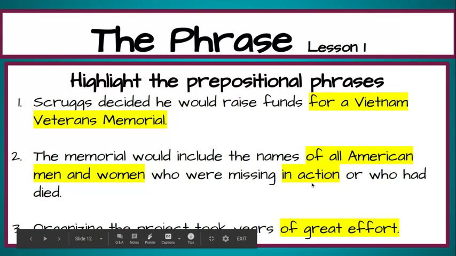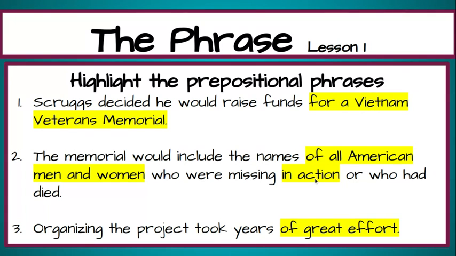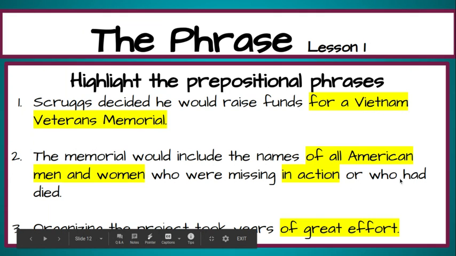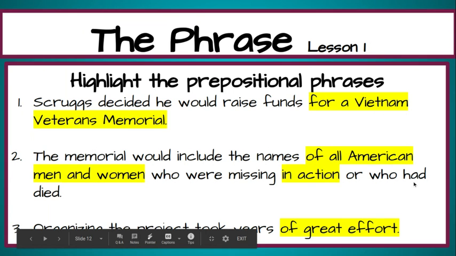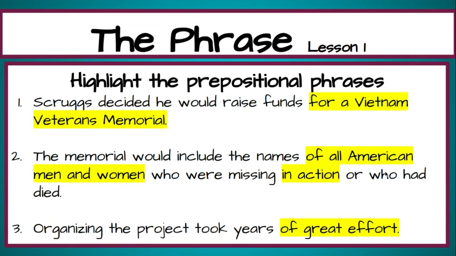All right. Finally, we have in action. We have a very short phrase here that starts with the preposition in and ends with action. The reason why we don't include or who had died is because this or is a conjunction that's connecting, and we don't really need to include conjunctions in our phrases because it's just connecting to a whole new part of the sentence, which has a new subject and verb. Had died is the verb. Had is the helping verb. Died is the main verb. Who would actually be the subject. So you would not include any of those, and we don't include the conjunction here.